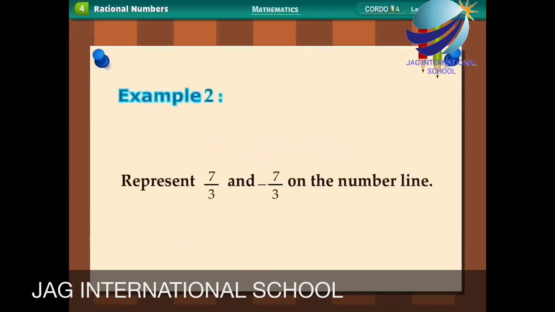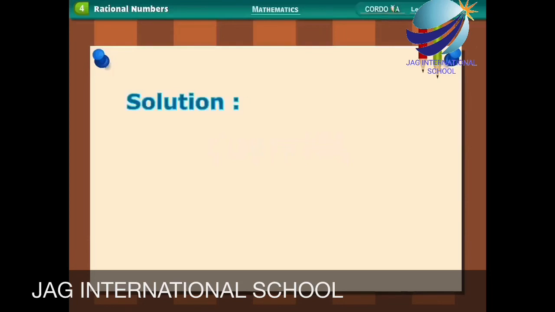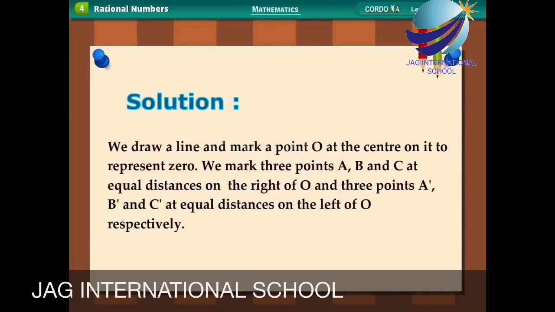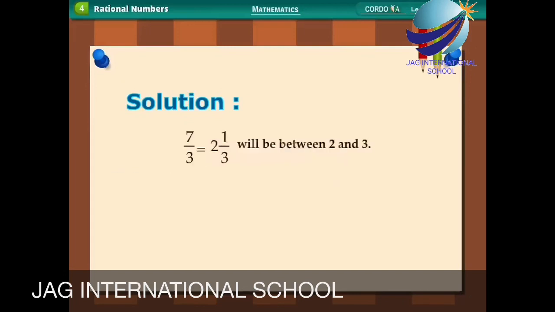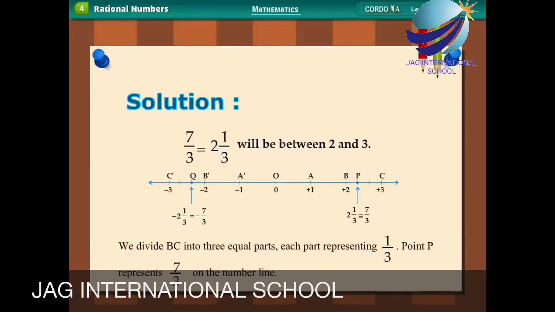Example 2. Represent 7 upon 3 and -7 upon 3 on the number line. Solution. We draw a line and mark a point O at the center on it to represent 0. We mark 3 points A, B and C at equal distances on the right of 0 and 3 points A dash, B dash and C dash at equal distances on the left of O respectively. 7 upon 3 is equal to 2 and 1 upon 3 will be between 2 and 3. We divide BC into 3 equal parts, each part representing 1 upon 3. Point B represents 7 upon 3 on the number line.